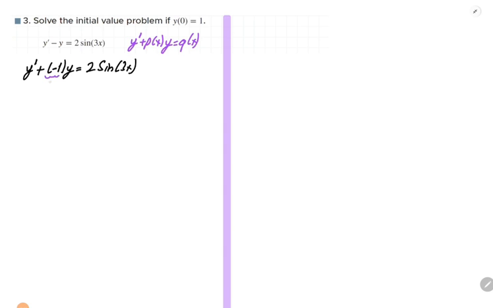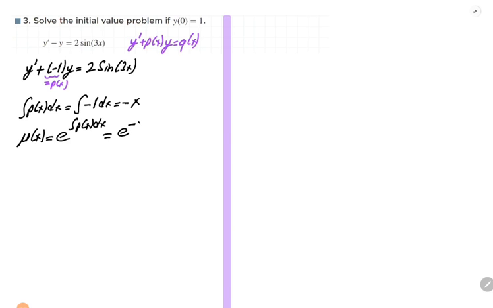And you see, minus 1 is equal to our p of x function. When I integrate p of x dx, which is minus 1 dx, it is equal to minus x. And I can now calculate our integrating factor, mu of x. The formula was e to the integral p of x dx, and the result is e to the minus x.